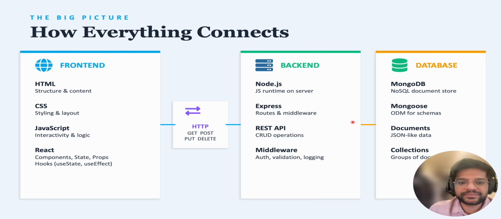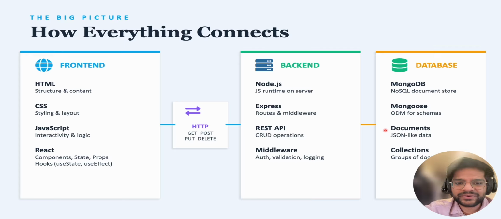Now, finally, the server needs to store the data somewhere. That's where MongoDB comes in, which is a NoSQL database that stores documents, and it looks quite similar to a JSON object. We use Mongoose as an ODM, which is Object Document Mapper, to interact with our Mongo from Express servers. Mongoose lets us define schemas that enforce structure on our data.